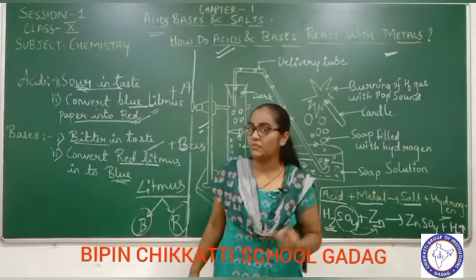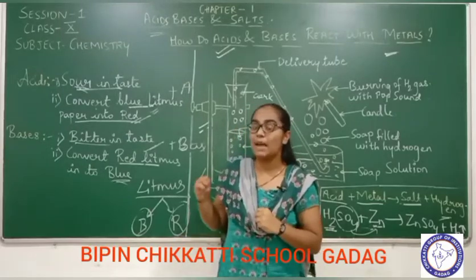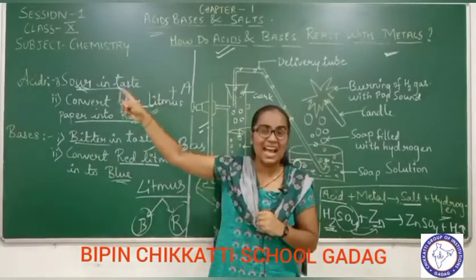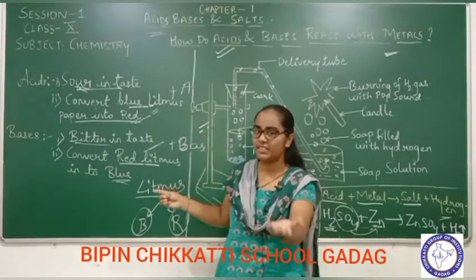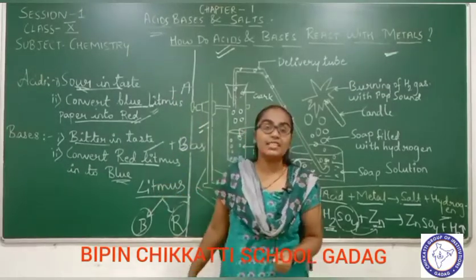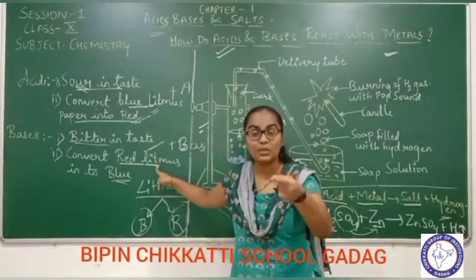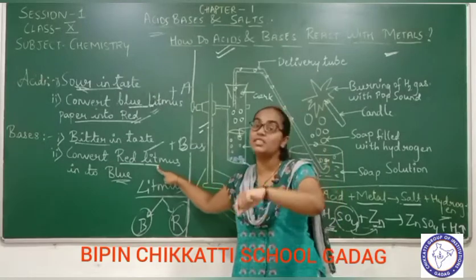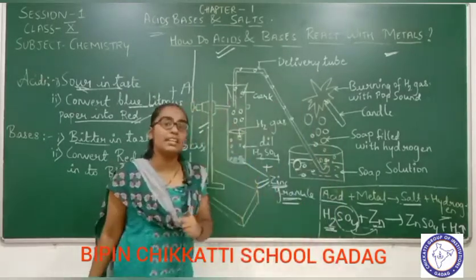There are two kinds of litmus paper, blue litmus paper and red litmus paper. What was happening to the blue litmus paper? When blue litmus paper was treated with the acid component, it was getting converted into red. We saw it in the test also. Whereas in base, when the red litmus paper was treated with the basic solution, it was getting converted into blue, right? So that we visibly see with the eyes.